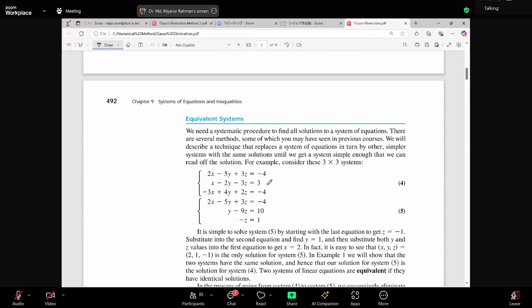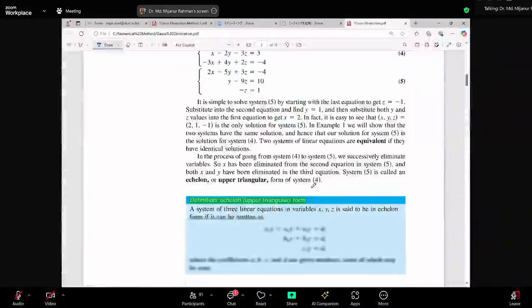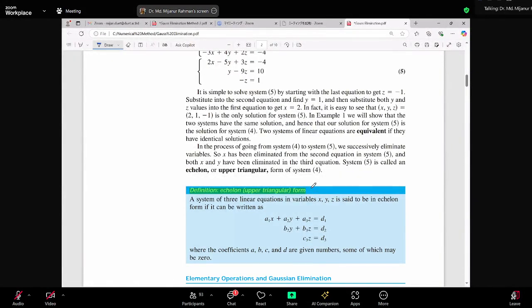That means, say this is the first equation: 2x minus 5y plus 3z equals minus 4. When is it linear? If we multiply both the right side and the left side by any value, say a, giving 2xa minus 5ya plus 3za equals minus 4a, then the statement will be true, just as it was true before the multiplication. So this is a linear system. So how will we solve these equations? The technique is named the Gauss elimination method.